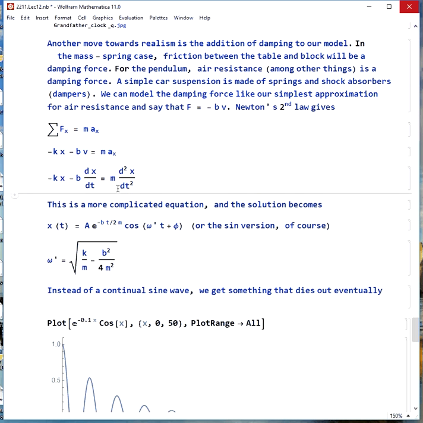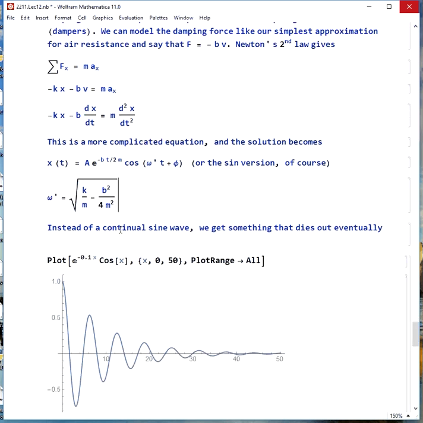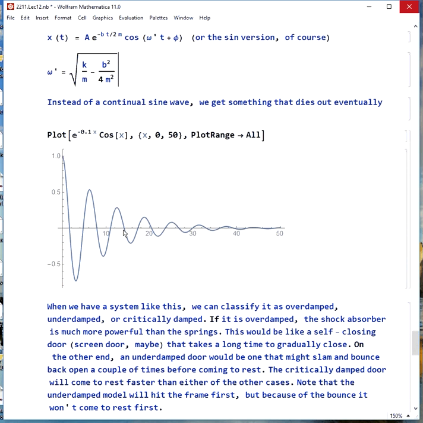If we solve this, or have somebody solve this from the math department, we get that x as a function of t is amplitude times this exponential damping factor times, again, a cosine. Notice that instead of omega, things have changed a little bit. Omega would be just the square root of k over m. But here the addition of damping is actually changing the fundamental period. Instead of just a regular sine wave or cosine, we get this damped oscillation that will eventually die out.